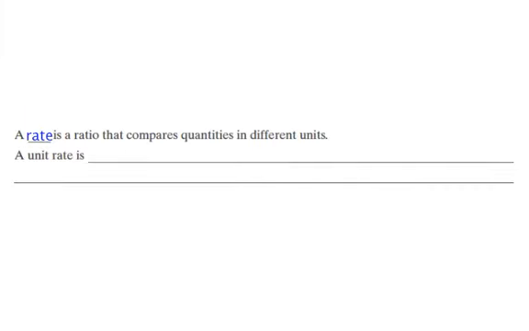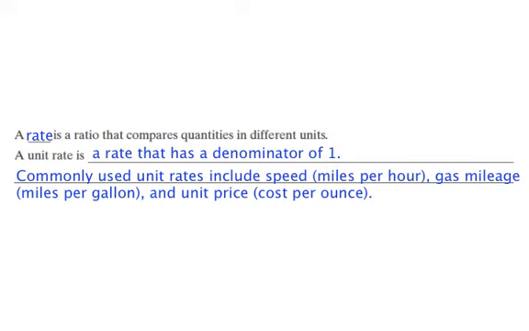A rate is a ratio that compares quantities in different units. A unit rate is a rate that has a denominator of 1. Commonly used unit rates include speed, miles per hour, gas mileage, miles per gallon, and unit price, cost per ounce. Pause the video if you need to copy any of these notes down.